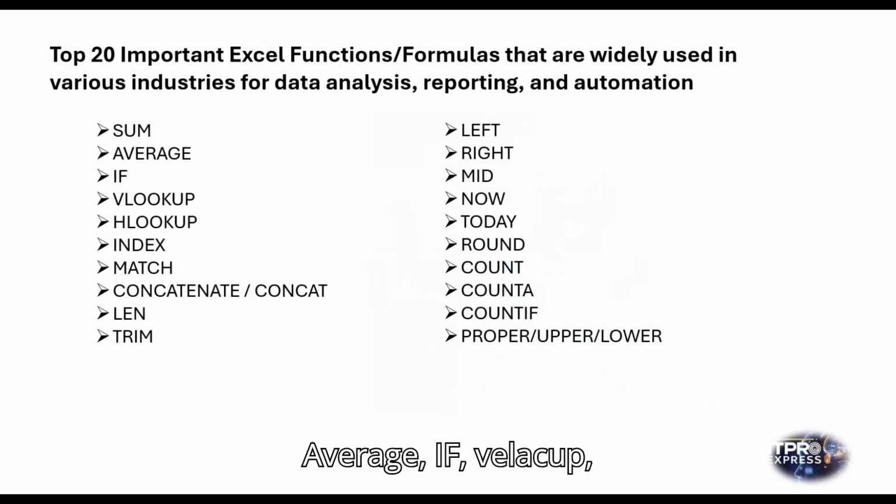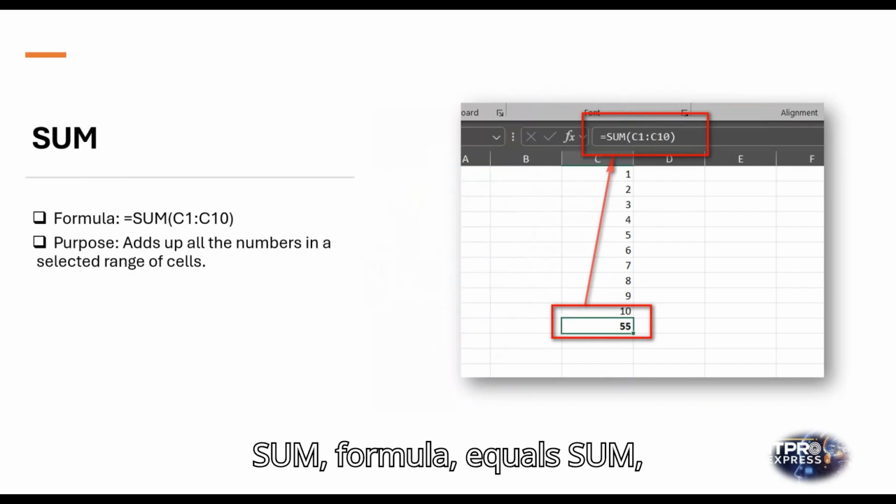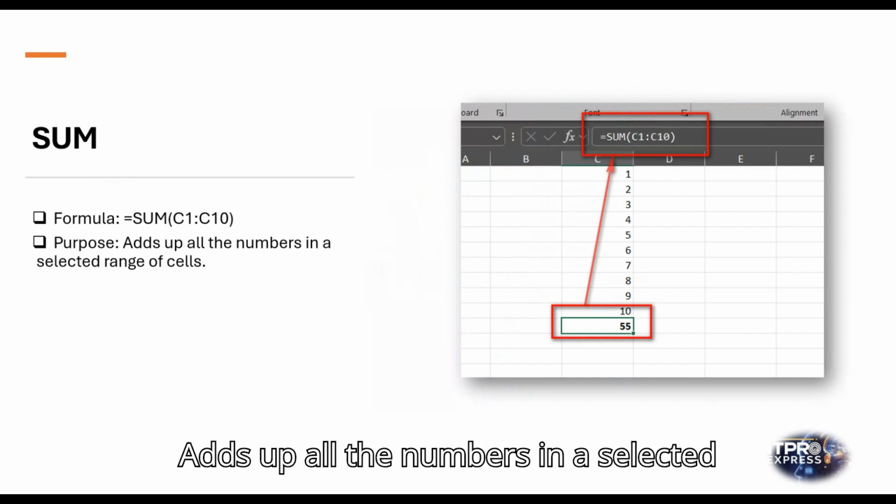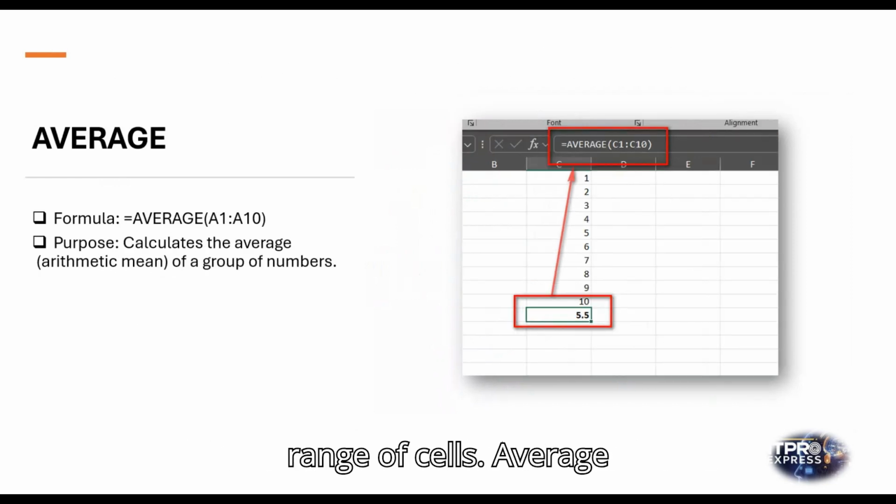Sum, Average, IF, VLOOKUP, HLOOKUP, INDEX, MATCH, CONCATENATE/CONCAT, LEN, TRIM, LEFT, RIGHT, MID, NOW, TODAY, ROUND, COUNT, COUNTA, COUNTIF, PROPER/UPPER/LOWER. SUM. Formula: =SUM(C1:C10). Purpose: adds up all the numbers in a selected range of cells. AVERAGE.